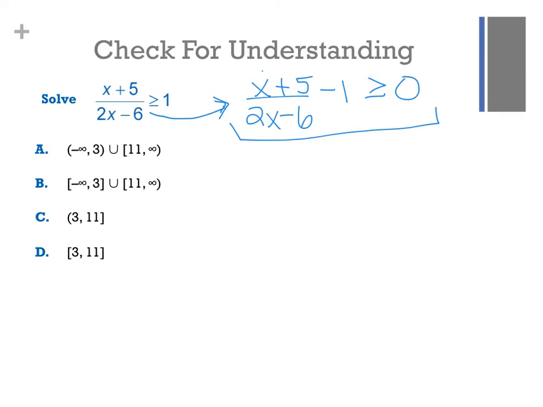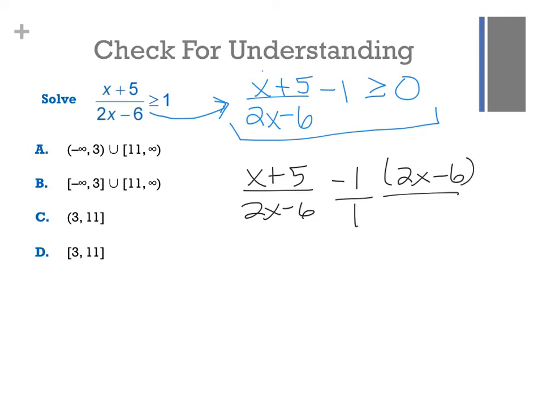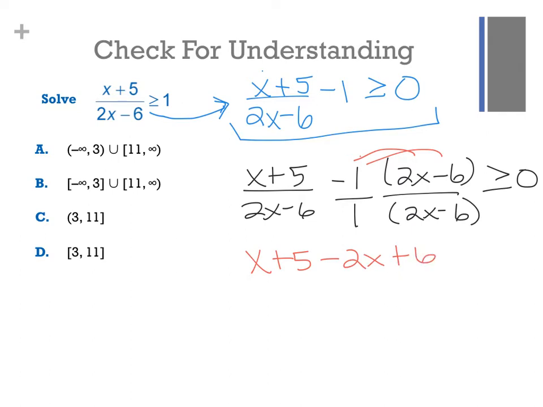Okay, so looking at this fraction here, we're going to get a common denominator. So what I'm going to do is multiply negative 1 by 2x - 6 on top. Since there's a 1 underneath that negative 1, I can also multiply that by 2x - 6, and that's greater than or equal to 0. So we're going to distribute the negative 1 on top. We get x + 5 - 2x + 6. Again, because this is a negative 1, when I multiply it by negative 6, I get positive 6. And my denominator then is 2x - 6.